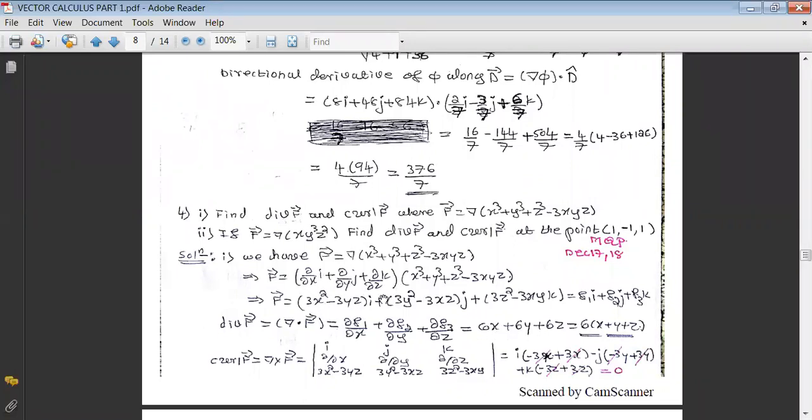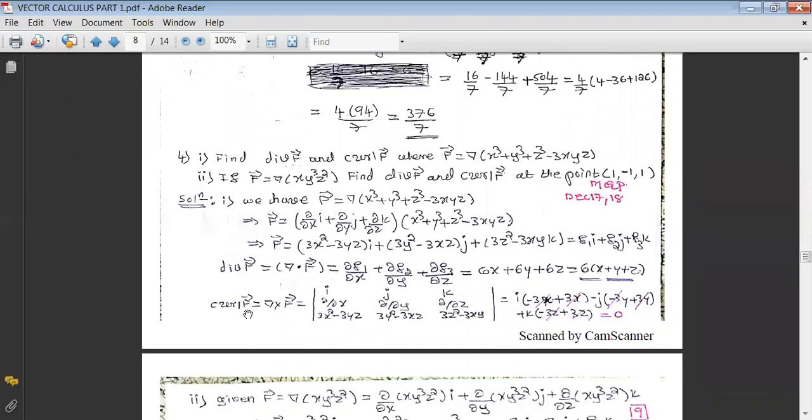When I differentiate f1 partially with respect to x, it is given as 6x. This is a constant, that is 0, plus when you differentiate f2 partially with respect to y, this is a constant, it will be 0, that gives you 6y. And with respect to z, it is constant, it is going to be 0, and the derivative of z square is 2z, 2 into 3, that is 6z. If I take 6 common, it will give you 6 times (x plus y plus z). This will be the expression for divergence.